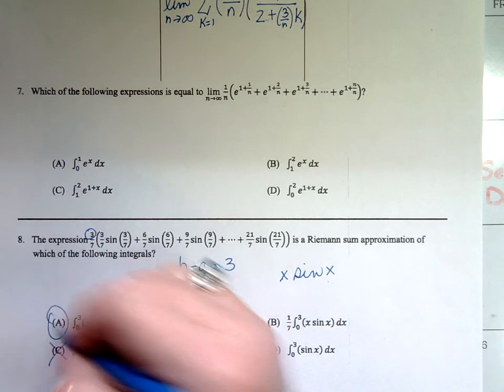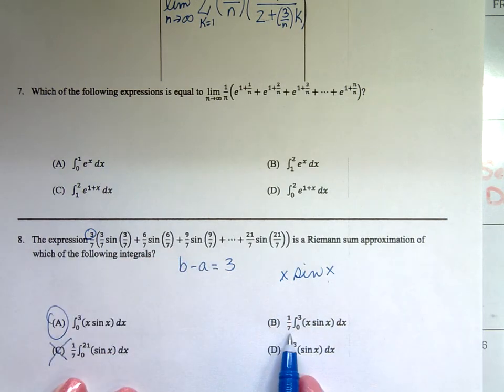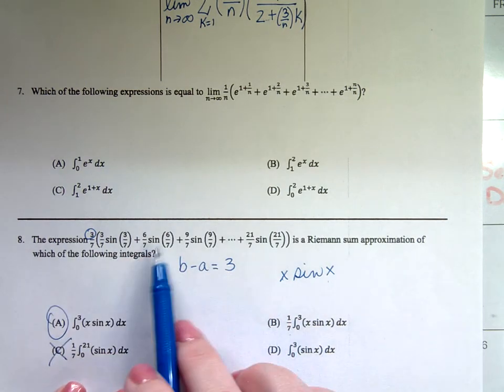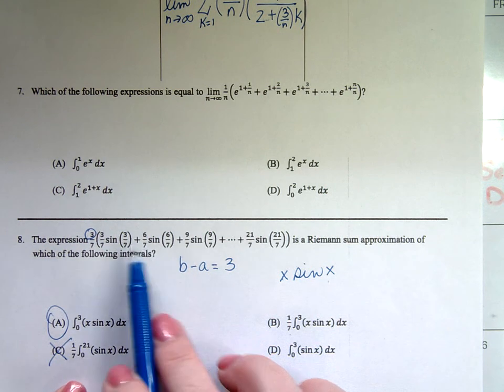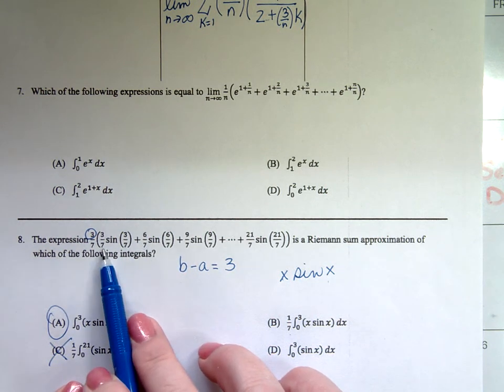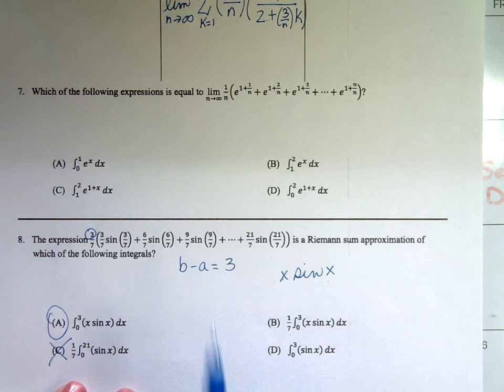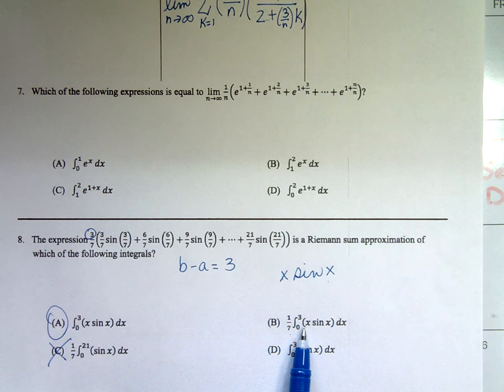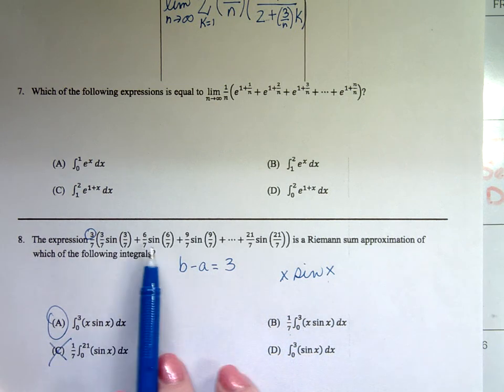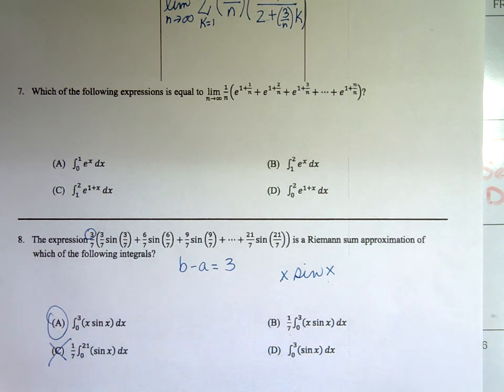It's not this one with the 1/7 because the 7 is part of your x value that's changing each time. 3/7, then it's 6/7, then it's 9/7. So that's a changing value. So you're not multiplying by a 1/7 and then the whole thing. I think B would be the other thought you could have for it. But like I said, the x is part of that changing piece. So that's it. x times the sine of x, going from 0 to 3.